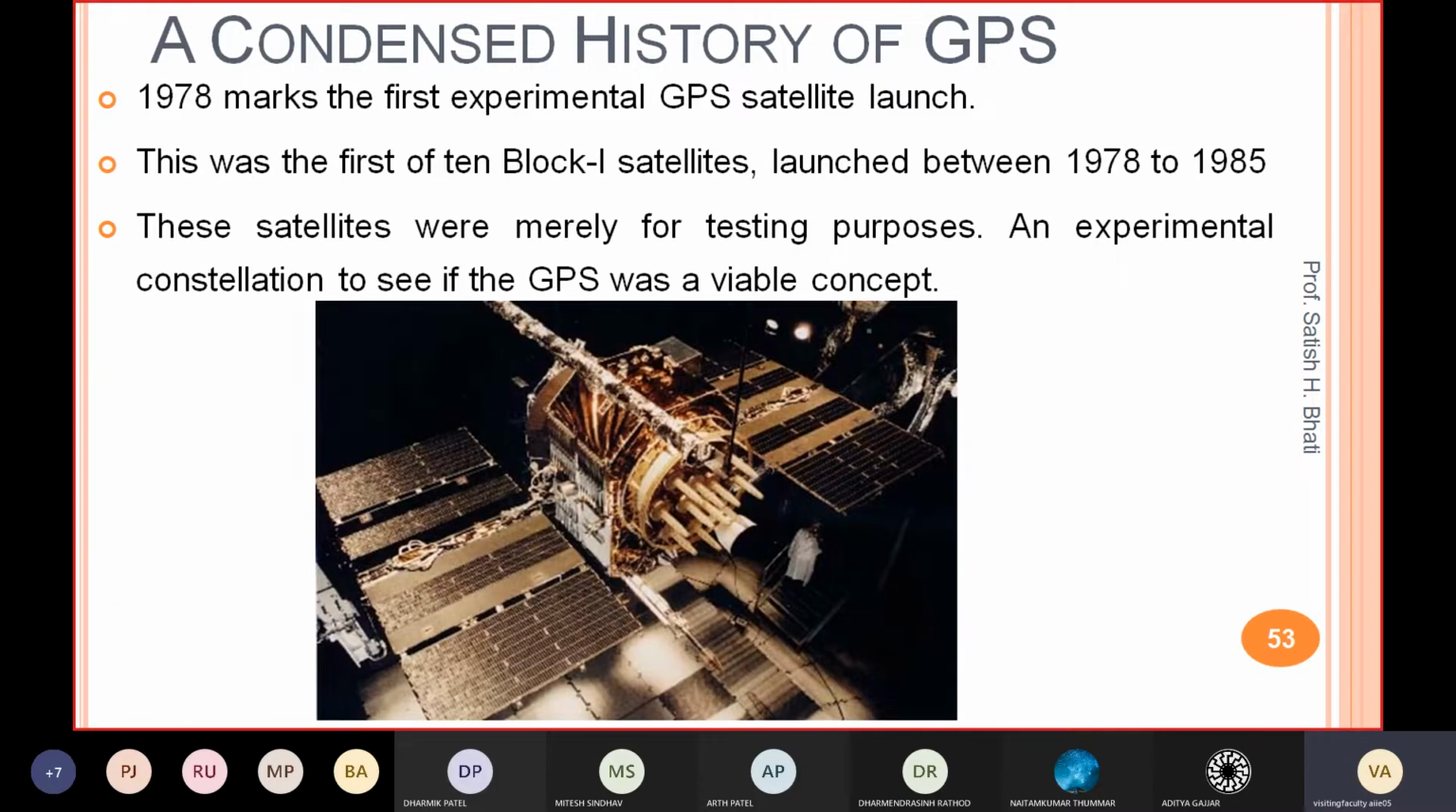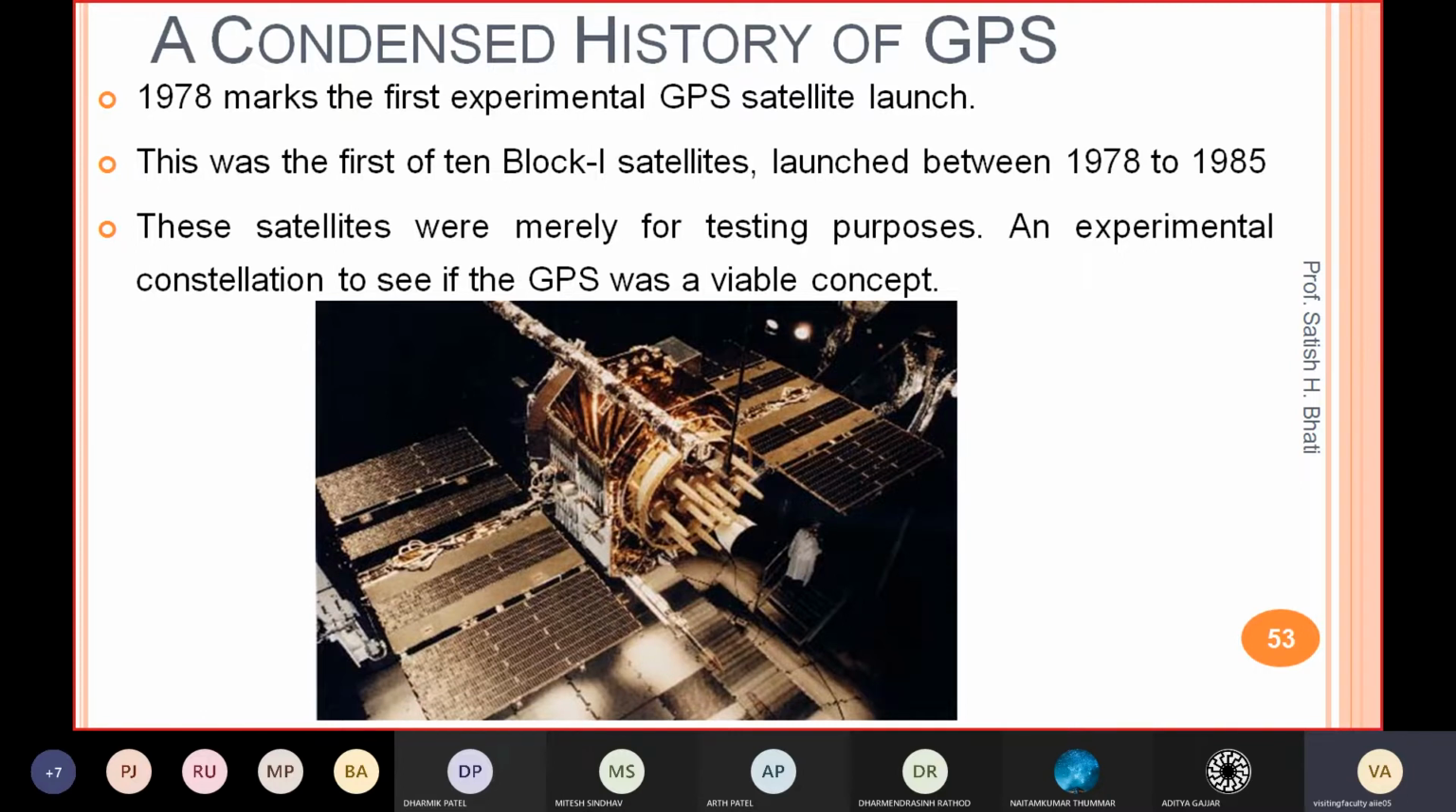In 1978, the first experimental GPS satellite was launched. From 1978 to 1985, a total of some 10 satellites were launched, and they were given a series name, Block 1 satellites.